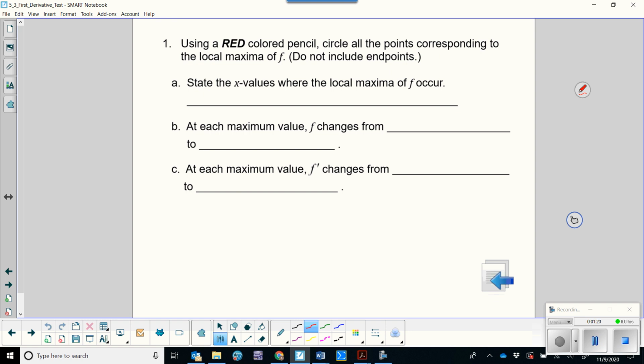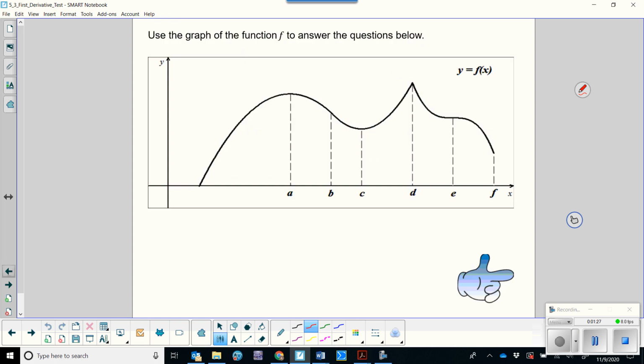Okay, so we're going to go back to the graph, and we're going to look for local maxima. So peaks or valleys. So right here is a local maxima, and right here is a local maxima. So on that, or relative, either word, so that's a peak. Those are high points where the function changes from increasing to decreasing.